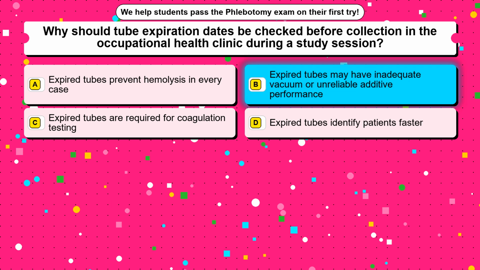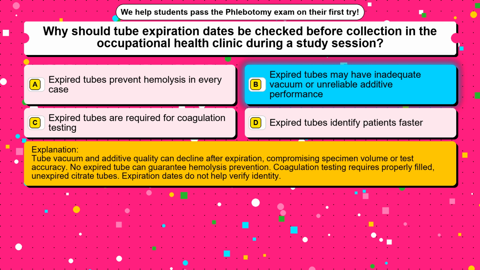The correct answer is option B. Expired tubes may have inadequate vacuum or unreliable additive performance. Tube vacuum and additive quality can decline after expiration, compromising specimen volume or test accuracy. No expired tube can guarantee hemolysis prevention. Coagulation testing requires properly filled, unexpired citrate tubes. Expiration dates do not help verify identity.